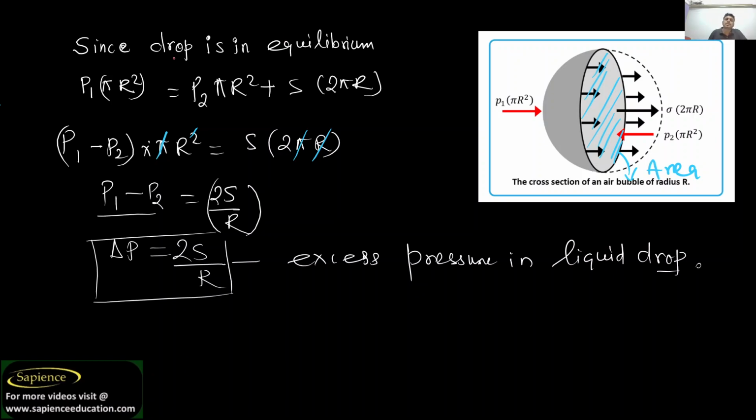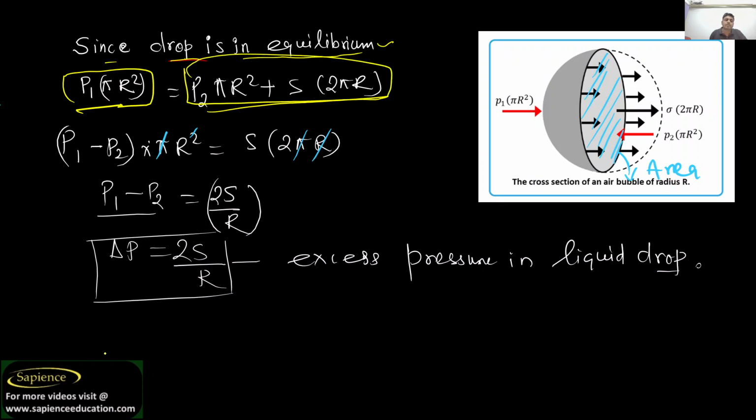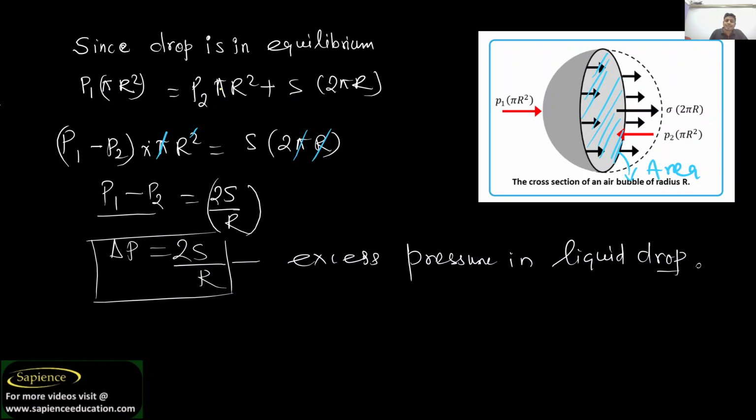Now since the drop is in equilibrium, pressure from outside should be equal to pressure from inside. So the force from outside should be equal to the total force from inside, right? How will you do this? See here, if the total area, you are talking about this type of area. So pressure P1 is applied, and what is the area? Pi r square. So it has a force F1 from outside.